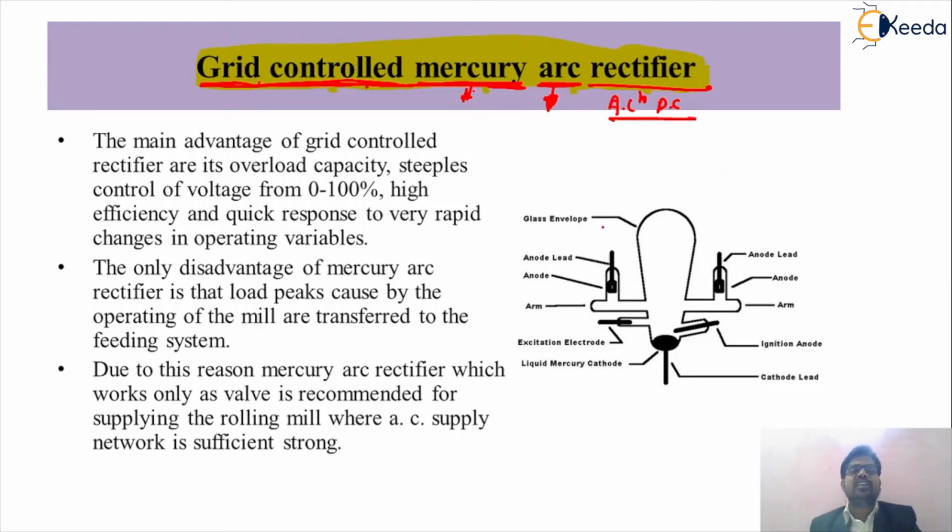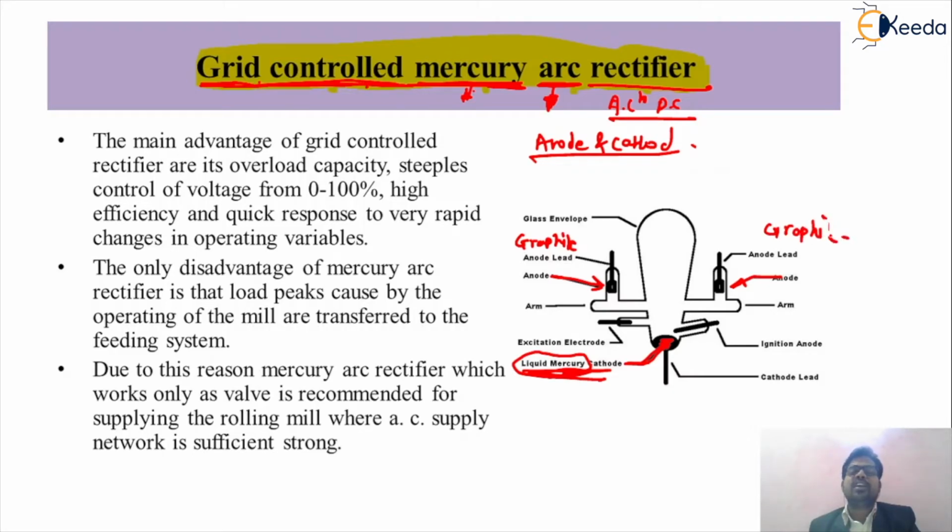Friends, this is the diagram of the grid controlled mercury arc rectifier. We have to understand the different parts. Very important, we require two types of devices: the anode and the cathode, and in between them we generate one type of arc, which is the current flowing through the insulation medium. As shown in the figure, this is the anode, this is the anode lead, and this is the cathode. The cathode material is mercury, in liquid form, not solid. For the anode, we use graphite.